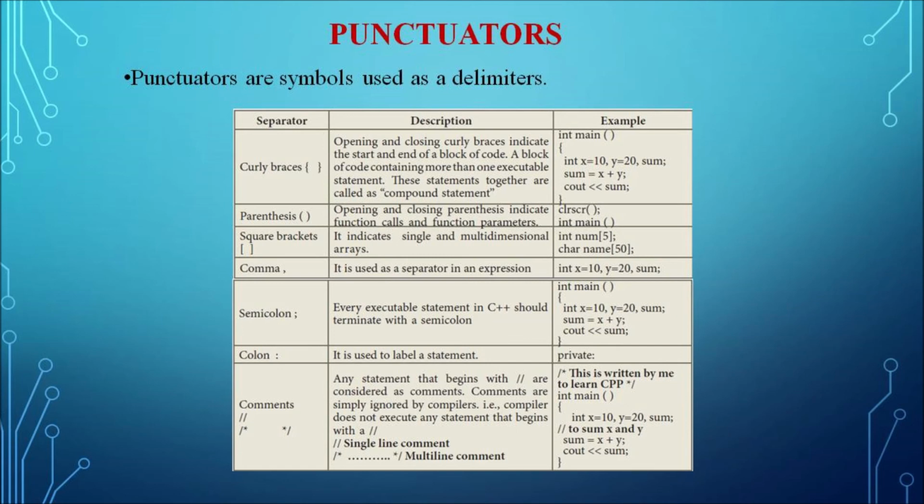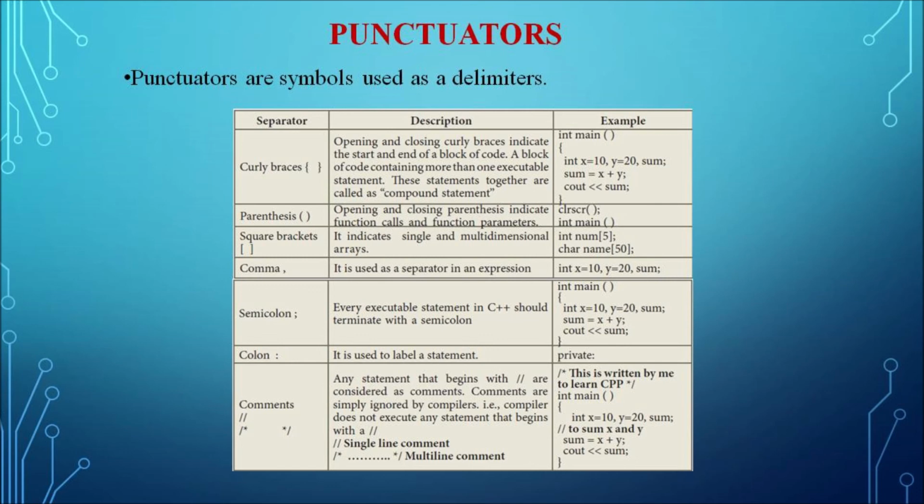And next one is comma. Comma is a separator. It is used in various expressions to separate them. For example, int x is equal to 10 is an expression, comma, y is equal to 20 is an expression, and comma, sum is a variable. So it is used to separate expressions, variables, operators, like that.